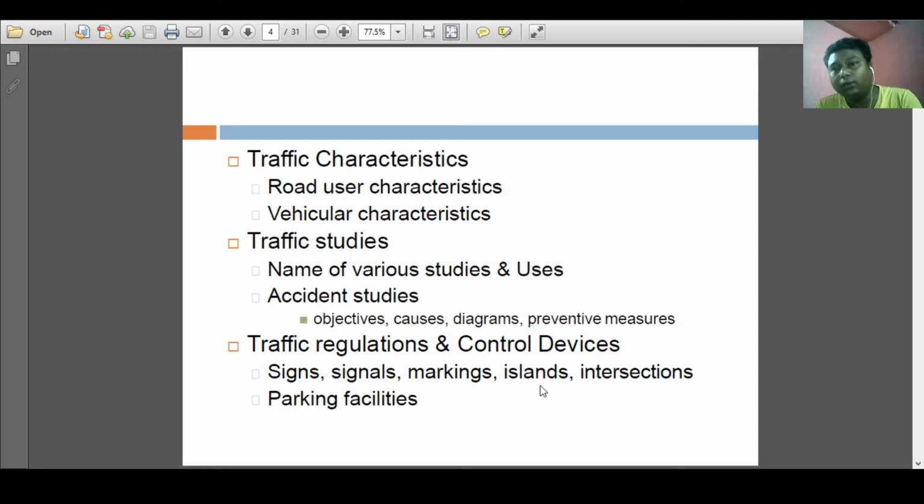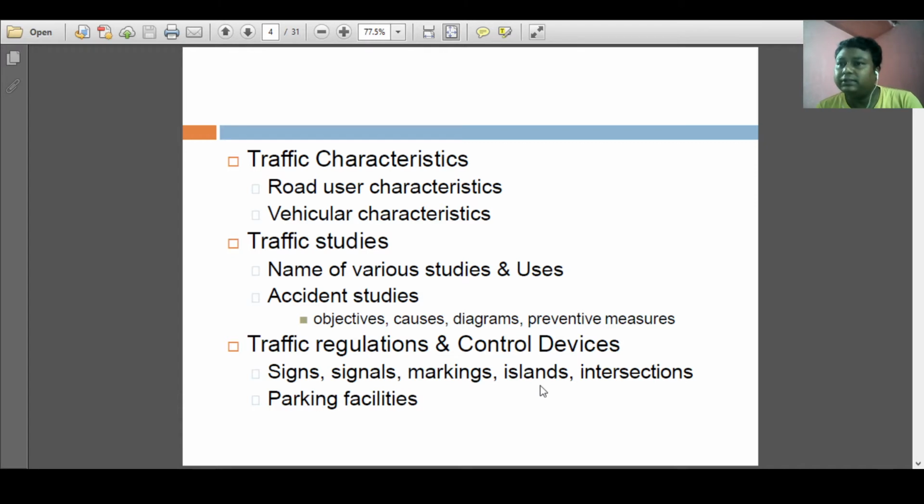Under non-motorized traffic, basically the pedal rickshaw, the cycle rickshaw, and walking come. And what comes under motorized? Apart from the rickshaw, cycle or walking, whatever is moved by motors, like two-wheelers, four-wheelers, buses, trucks, everything is considered motorized traffic.